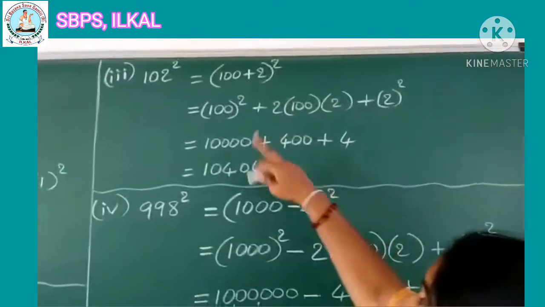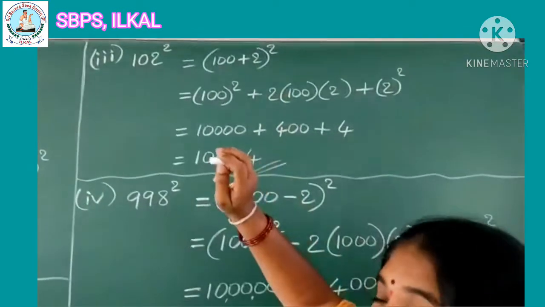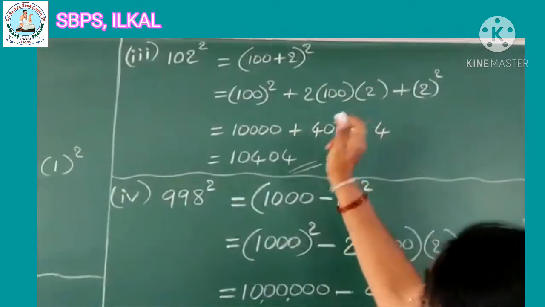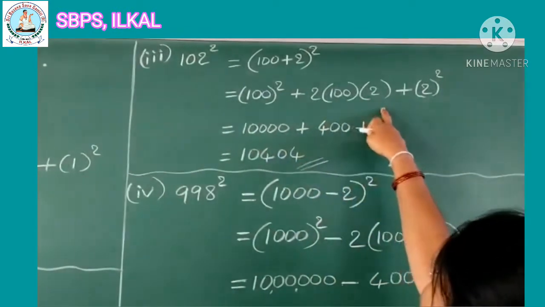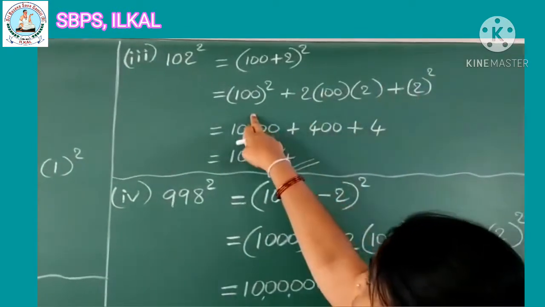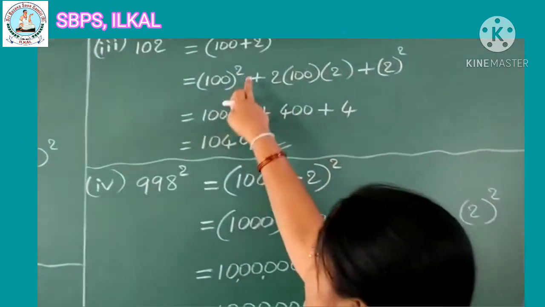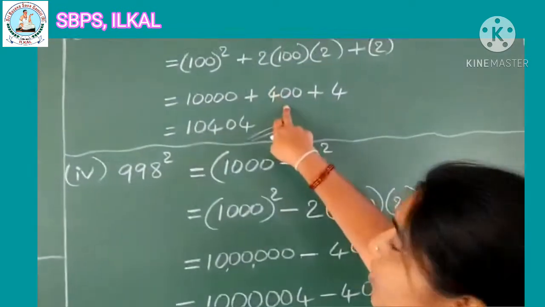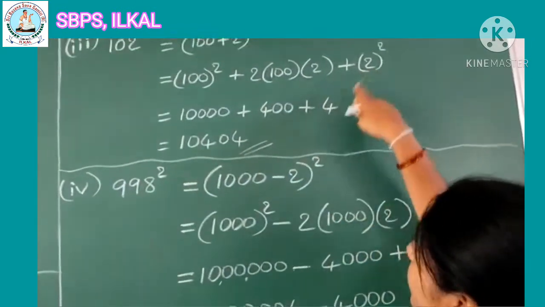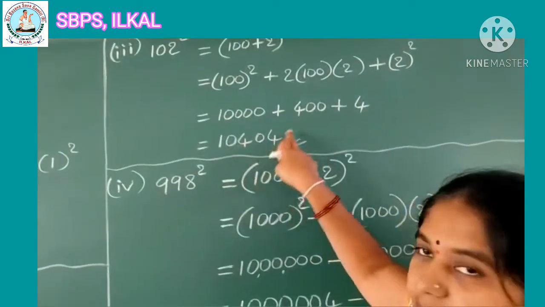Next one, 102 square they gave. We can write it as 100 plus 2 whole square. A plus b whole square identity: 100 square plus 2 into 100 into 2 plus 2 square, because a square plus 2ab plus b square. 100 square is 10,000, plus 2 twos are 4, 4 into 100 is 400, plus 2 square is 4. Add all these terms, children, we will get 10,404.